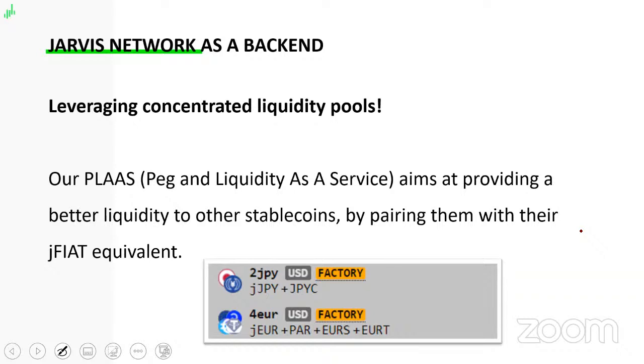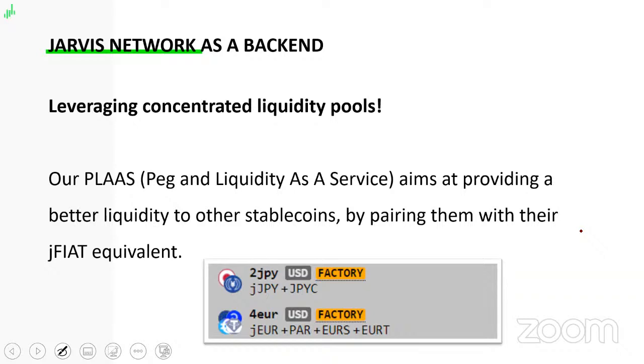Because of the liquidity issue. And when you have liquidity issue, you have peg issue. If you have peg issue, you have users issue. And if you have users issue, then you have liquidity issue, because without users, market makers won't be incentivized to provide liquidity. So to solve that, you have projects like Curve.